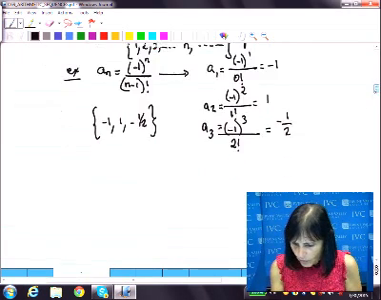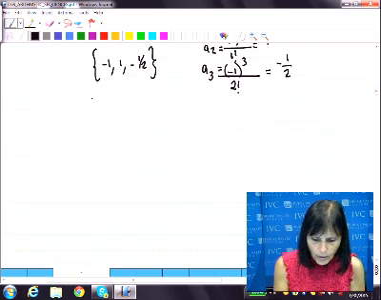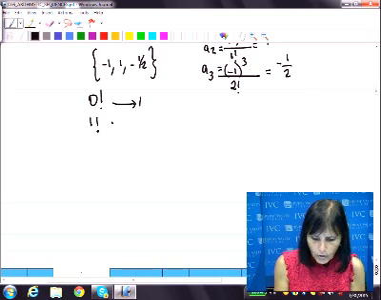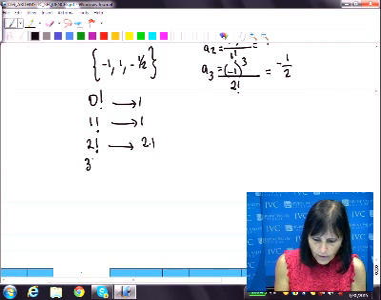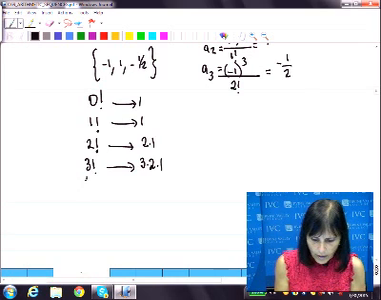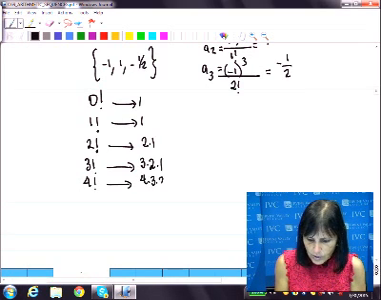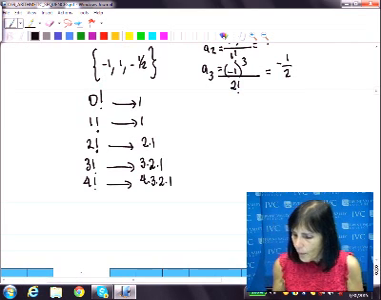Now let's review factorial, because it's going to keep popping up. 0 factorial is by definition 1. 1 factorial is 1. 2 factorial is 2 times 1. 3 factorial is 3 times 2 times 1. 4 factorial is 4 times 3 times 2 times 1. So know what a factorial is, and we go from there.